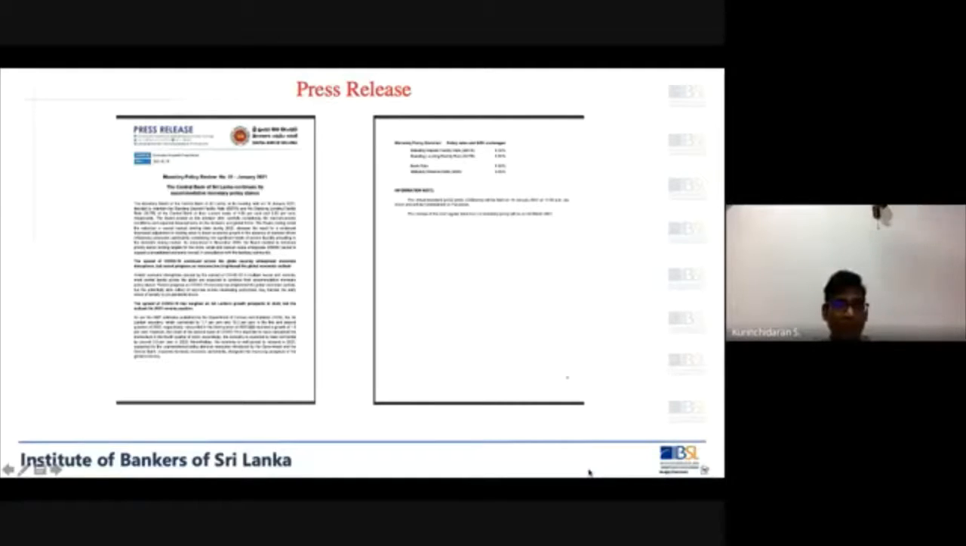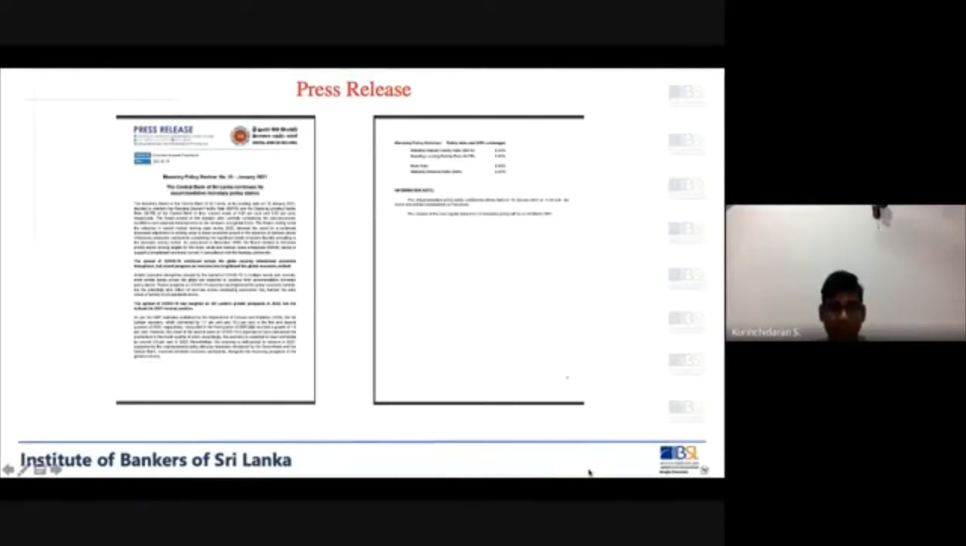This is monetary policy review number 1, January 2021: the Central Bank of Sri Lanka continues its accommodative monetary policy stance. Now, if you understand the concept of monetary policy, what we have discussed, you should be able to read and understand this press release, right? So there may be explanation for what's happened to the local economy, what's happened to the external sector, right? Everything is given. And finally, what is the decision of the Monetary Board to promote economic and price stability.